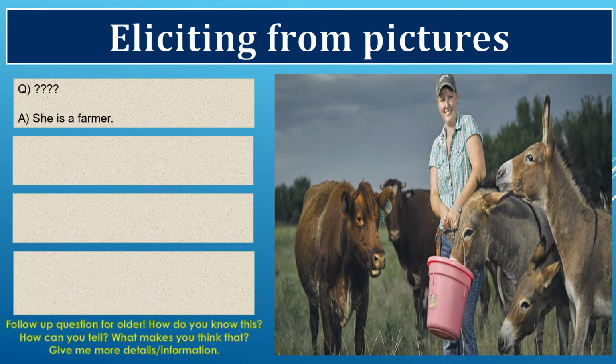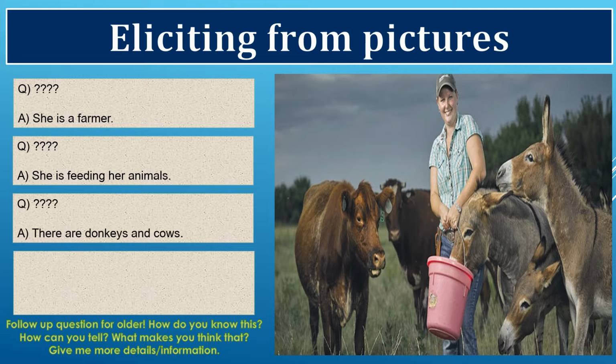For she is a farmer, obviously you could have what's her job or what is she? Very easy, very straightforward. For she is feeding her animals, there's quite a few different questions you could provide here. What is she doing? What is happening in the picture? What is the lady up to? What is the farmer up to? And you could just simply say, describe what is going on. All of these would be acceptable questions.